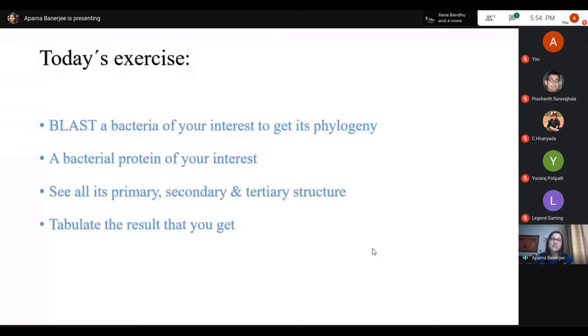So what you can do today as an exercise, you can do BLAST of a bacteria of your interest, any bacteria, to get its phylogeny. You can just search the name of the bacteria with its 16S. Name of the bacteria, 16S. And you will get the sequence. You just BLAST it and get its phylogeny. You can just choose one bacterial protein of your interest, any bacterial protein that you know. And you can see all its primary, secondary, and tertiary structure, respectively, from ProtParam, from SOPMA, and from ESBRI, and just tabulate the result that you get.